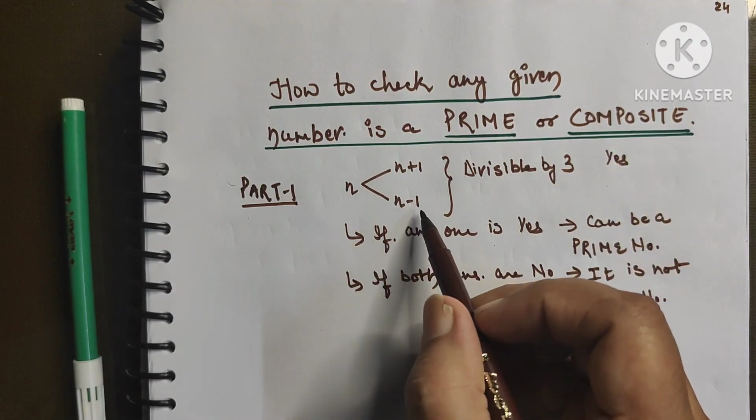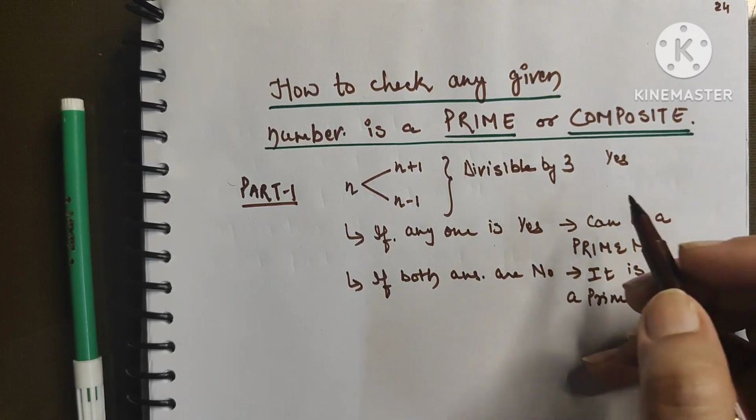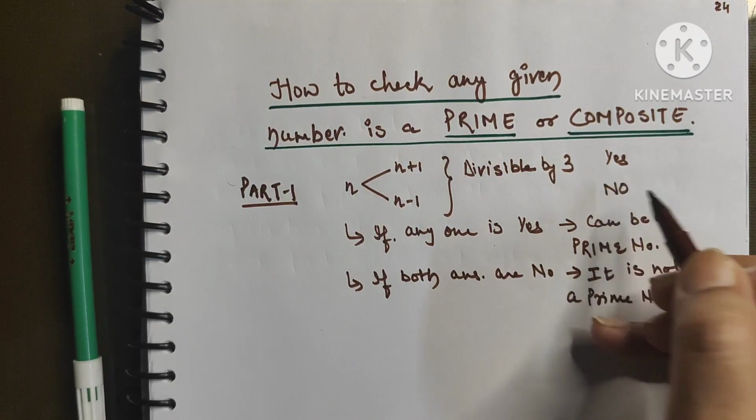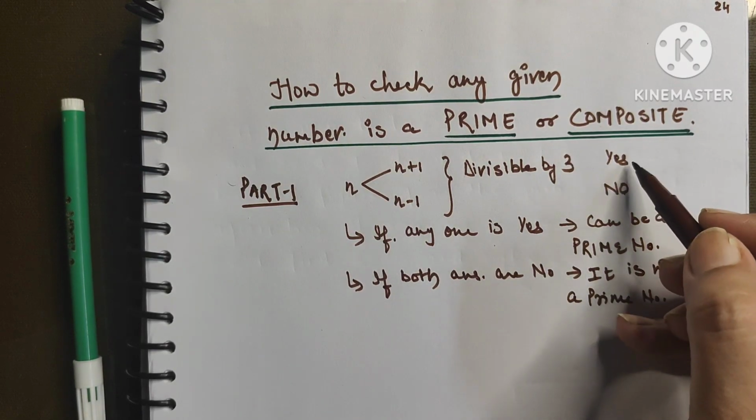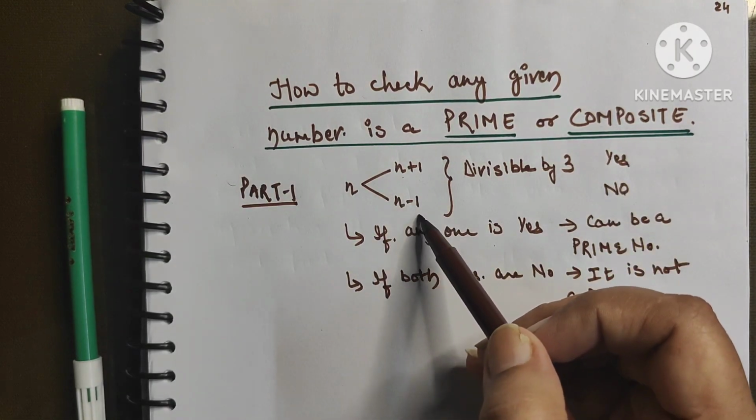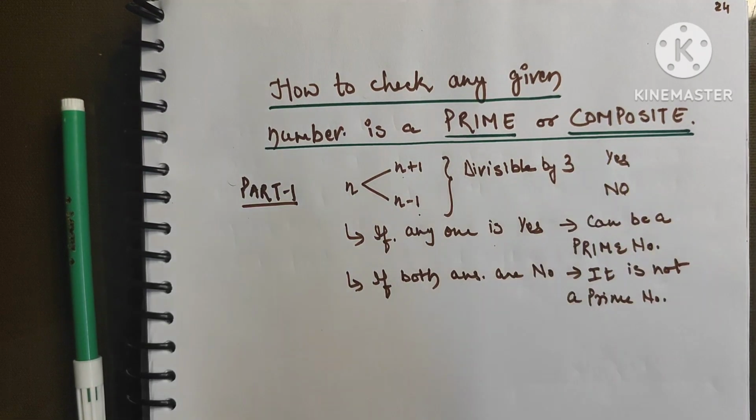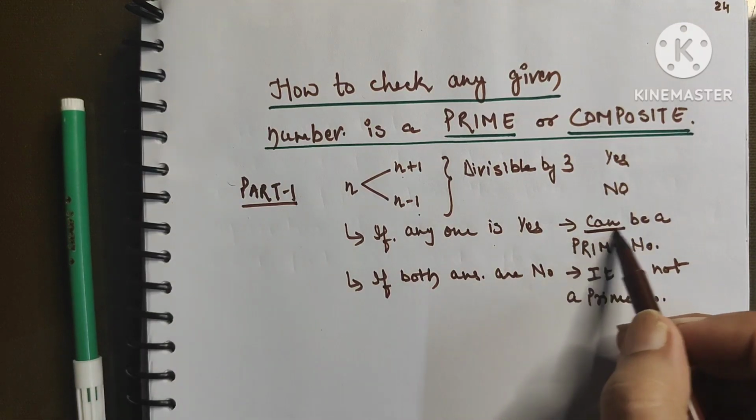Means what? If you divide n plus 1 by 3 and it is divisible, the answer will be yes. And n minus 1 may or may not be divisible, it can be a no. So either any one answer is yes. Out of n plus 1 and n minus 1, any one number is divisible by 3, so your given number can be a prime number.